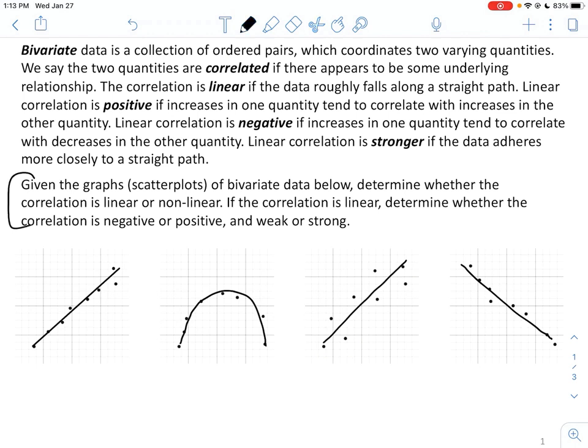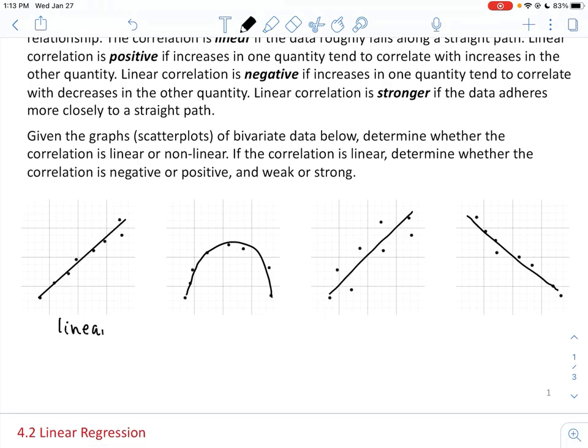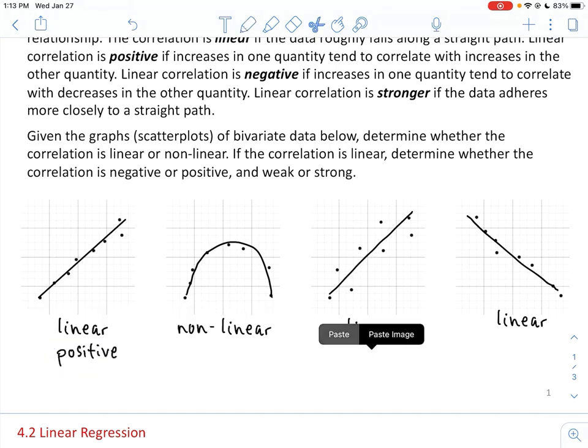Okay, continuing on. Given the graphs, the scatter plots, these are also called, of the bivariate data below, determine whether the correlation is linear or nonlinear. If linear, determine whether the correlation is positive, negative, and weak or strong. So the ones that are linear are the first, third, and fourth. The nonlinear one is the second. So we're done with the second, because only if linear do we say more things. Then it looks like we have a linear positive correlation in this one here because we have a positive slope, and that's also going to be true for the case over here. And then this one here we have a negative correlation.